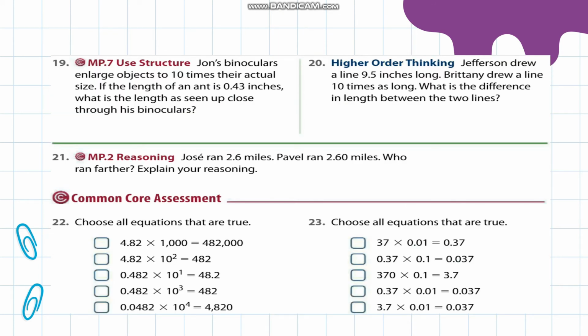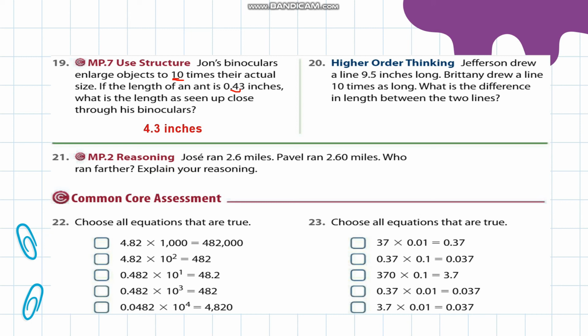Number 19. Glance's binoculars enlarge objects 10 times their actual size. If the length of an ant is 0.43 inches or 43 hundredths, what is the length as seen up close through his binoculars? So multiply by 10, so movement going to the right from the decimal. So my decimal now is in between 4 and 3. So the answer is 4.3 inches.